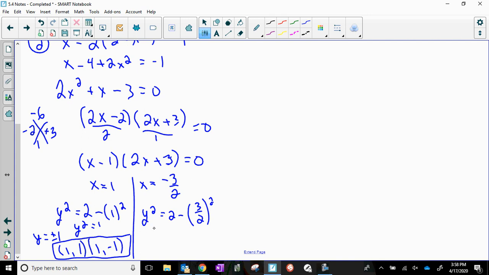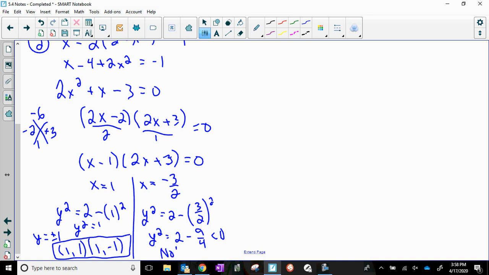Now let me take a look at the second one. I get y squared equals 2 minus 9/4. That's 9/4, or $2.25 if you want to think about money. That's less than 0. A squared number, a real squared number, cannot be less than 0.